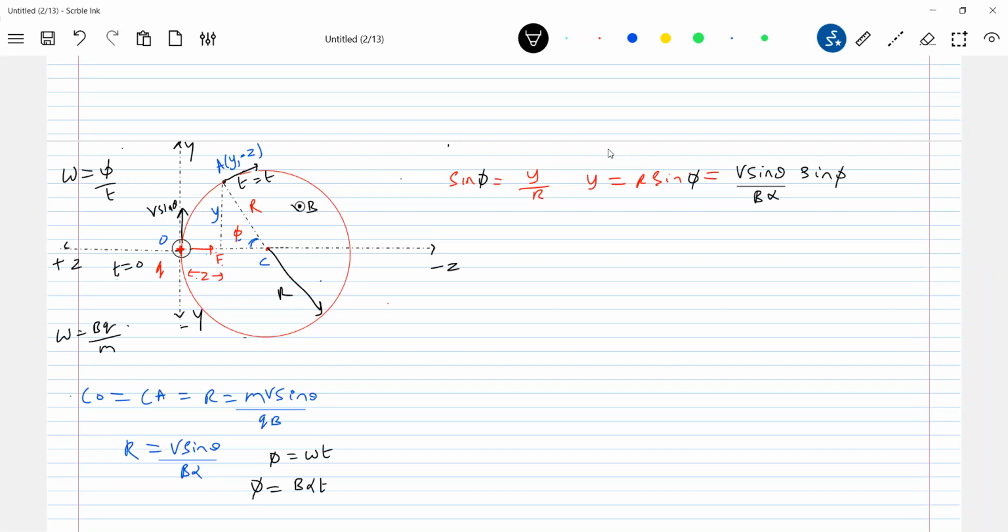Okay, now phi, you can replace it. So this should become, what is y? y is equal to v sin theta B alpha sin of B alpha t. I got the y coordinate. Similarly, I want the z coordinate. Z should be equal to CO minus the distance. CO minus r cos phi. Try to look at the triangle.